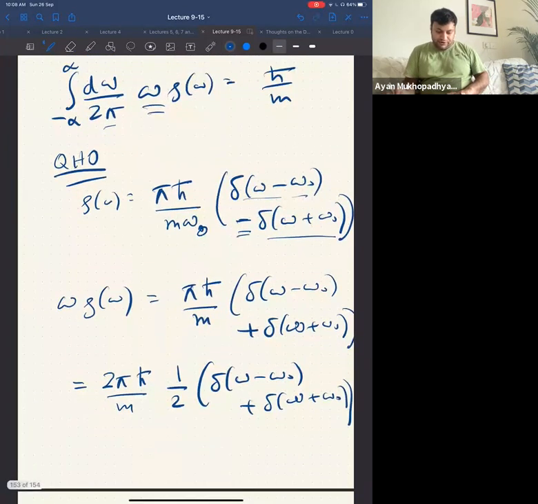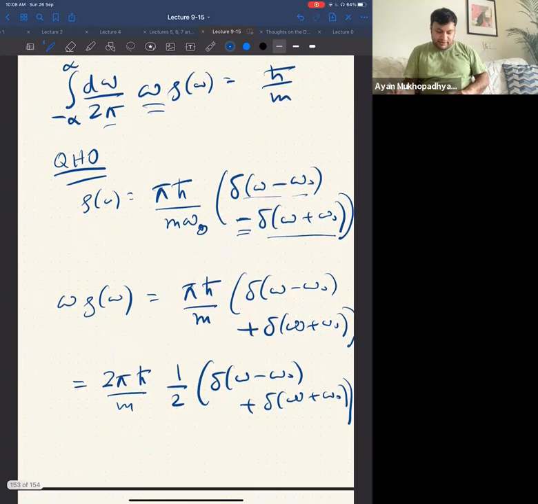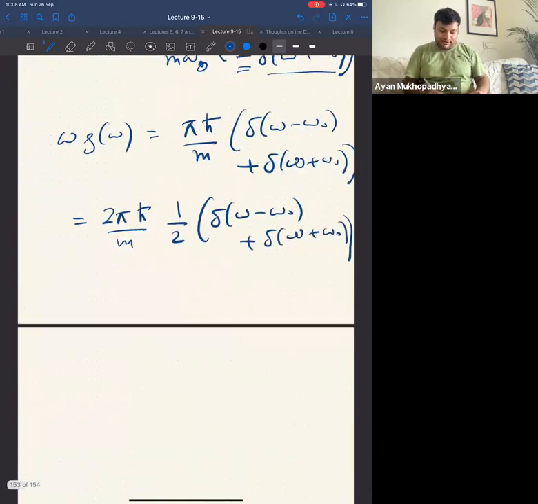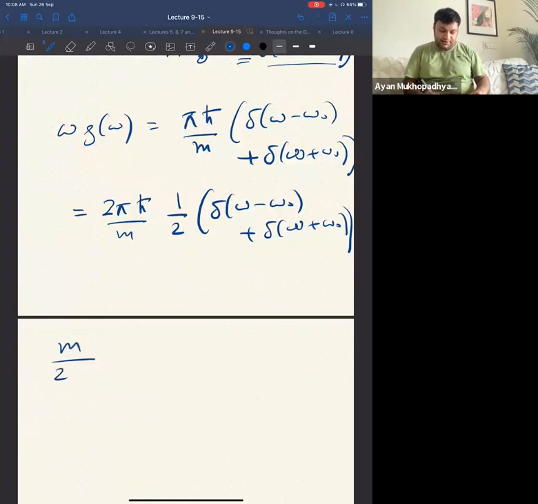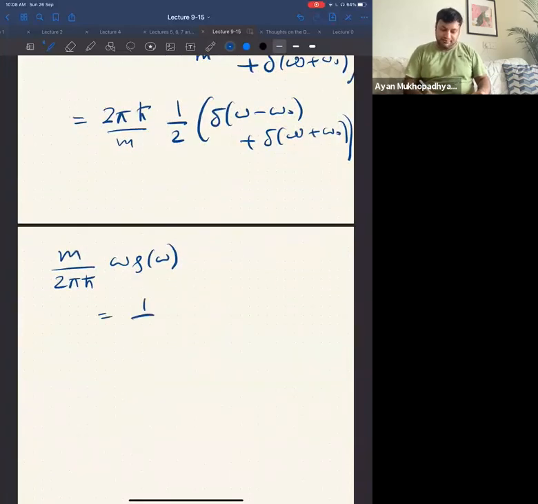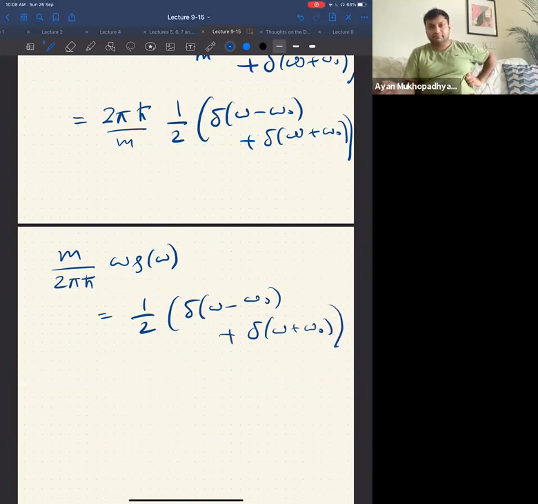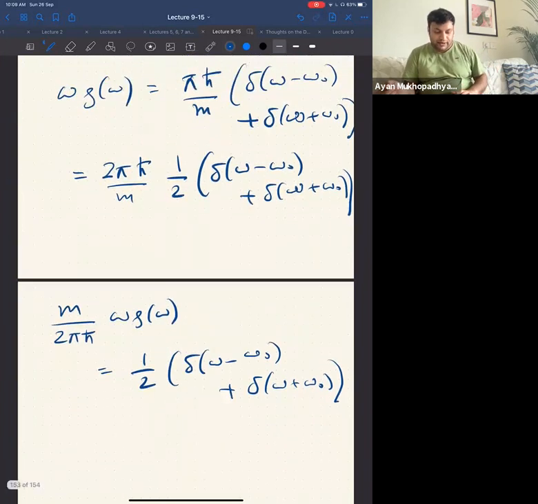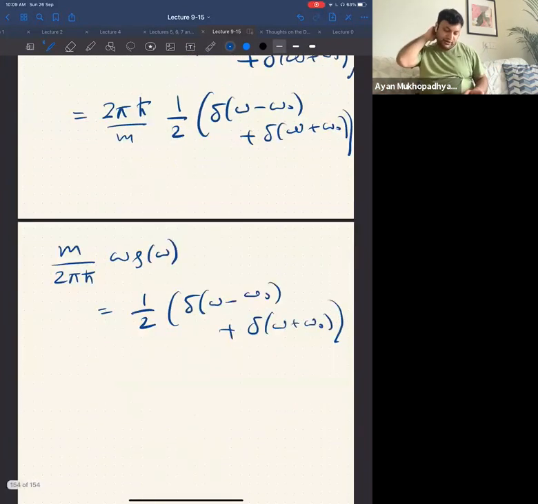So if I look at this object, m by 2 pi h bar omega rho omega, for the free harmonic theory, it is simply half of delta omega minus omega naught plus delta of omega plus omega naught. Okay, this is what it is. Oh, sorry, somewhere I forgot to write. Oh, there is no 2 omega naught now, because it has gone and it is simply this.